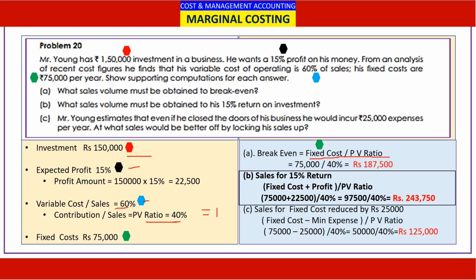Break-even equals fixed cost divided by PV ratio. Fixed cost is 75,000. PV ratio is 40%. Therefore, break-even sales is 1,87,500.